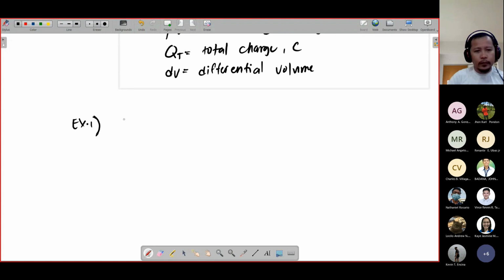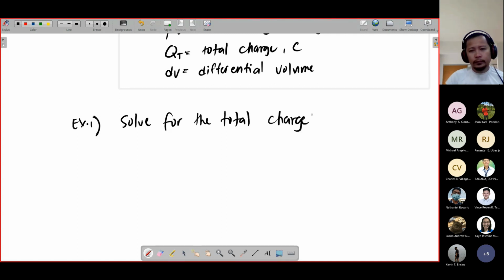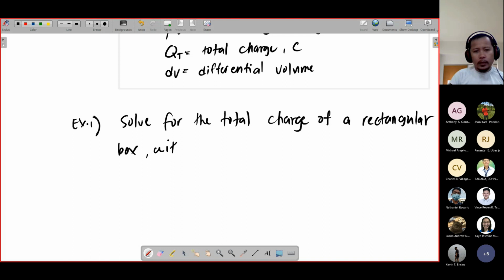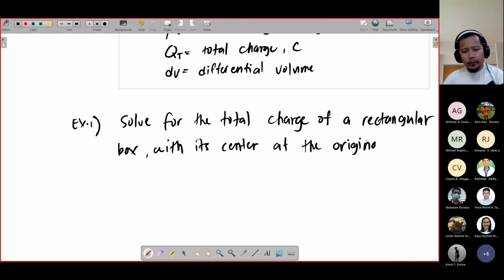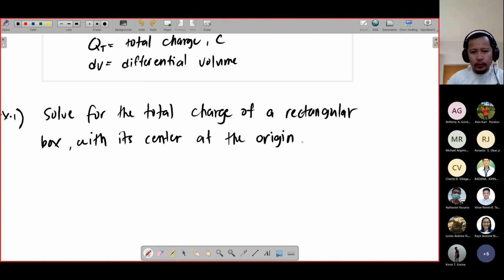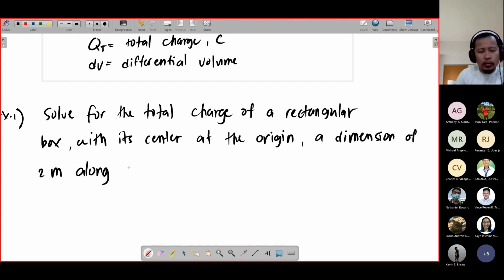Example 1. Solve for the total charge of a rectangular box with its center at the origin, with a dimension of 2 meters along the axis. Along the axis.